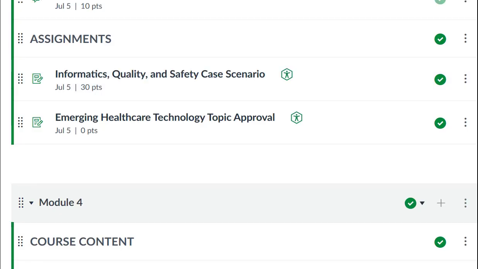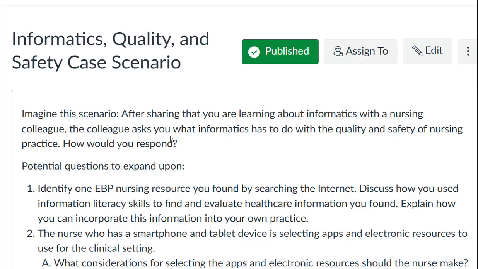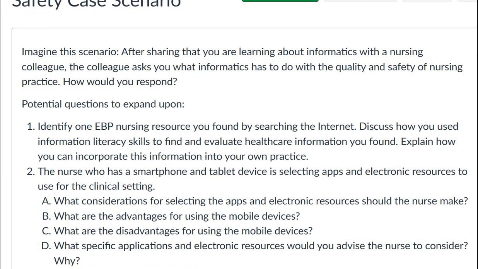So one of your assignments, assignment 1, is this informatics quality and safety case scenario. Okay, this is your major assignment for the week and it's worth 30 points. So instead of answering a simple question, I want you to imagine a realistic conversation. Kind of picture yourself at work. A fellow nurse discovers you're taking a nursing informatics course and says, "Hey, what does informatics have to do with quality and safety, anyways?" And that's your opportunity to teach.